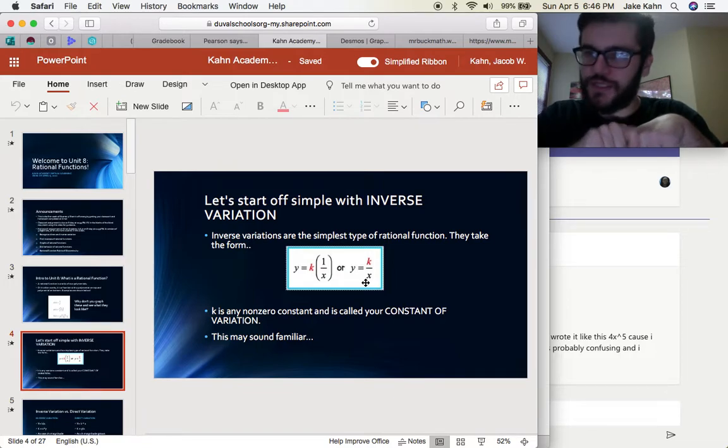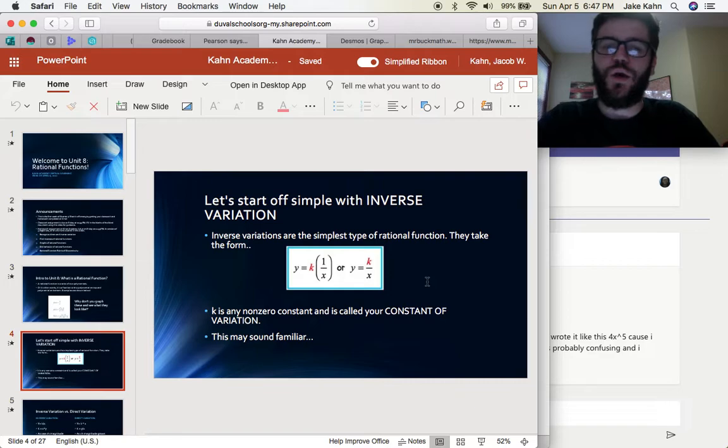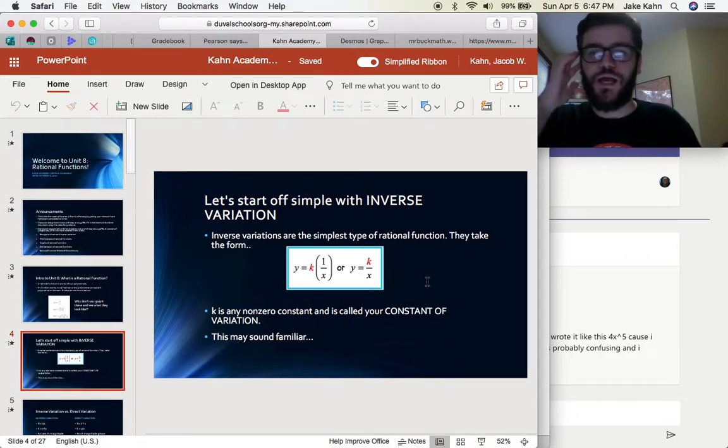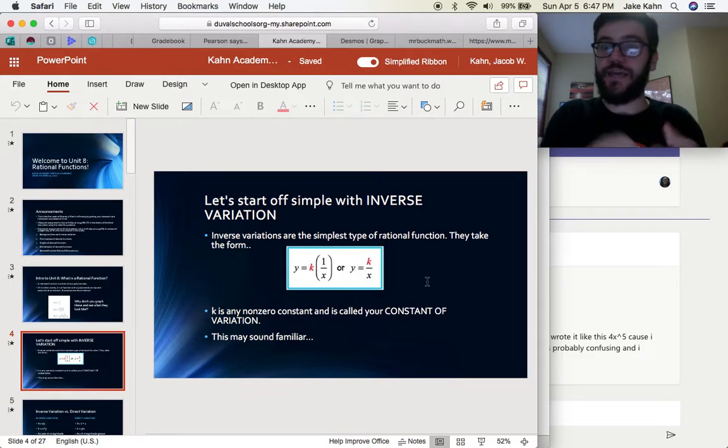It's the simplest type of rational function, and they take the form, it's shown right here, y equals k times 1 over x, or a simpler way to write it is just y equals k divided by x. K is any non-zero constant, meaning it can be any number, right? Positive or negative, it just can't be 0. And that k value, whatever that number is, it's called your constant of variation.